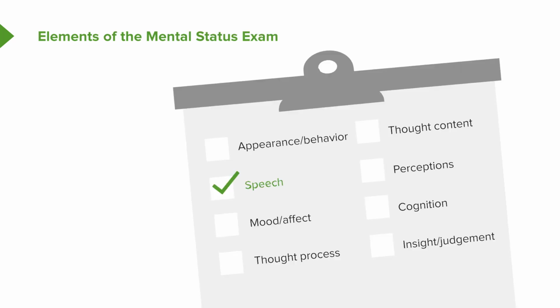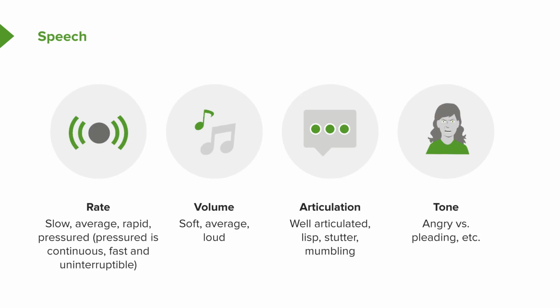Next, let's consider speech. So when we talk about speech, what are the elements that you look at when you are involved in trying to describe somebody's speech style? So you have rate, you have volume, you have articulation, and you have your tone. So let's start with the rate. The rate can be slow, average, rapid, pressured. So pressured is continuous, fast, and uninterruptible speech. So that's what we mean when we say that the speech is pressured.